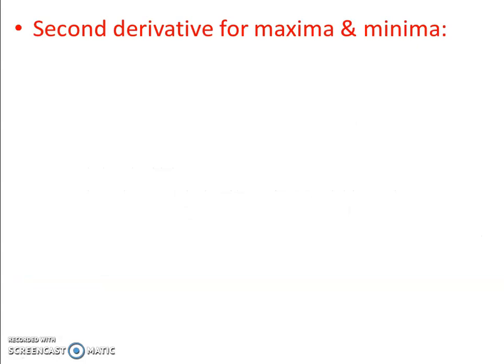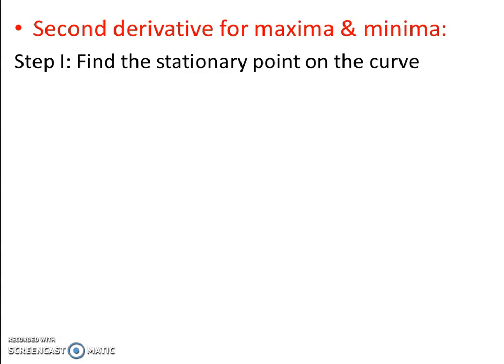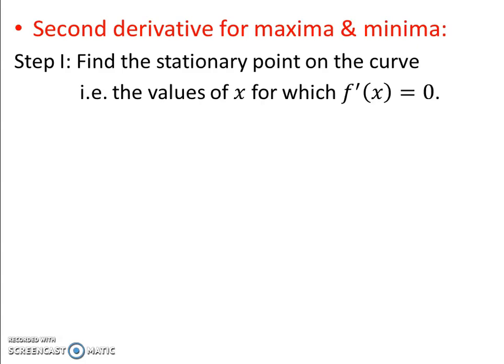Let us solve some examples. Before that we have one test, that is the second derivative test for maxima and minima. Step 1, find the stationary points on the curve, that is the values of x at which f dash of x equal to 0. That is, first of all we will differentiate f of x with respect to x, then consider f dash of x equal to 0. Solving this, we get the values of x, that is nothing but the stationary values.